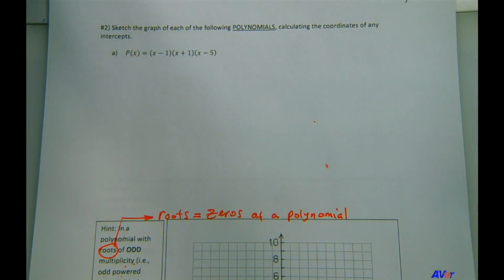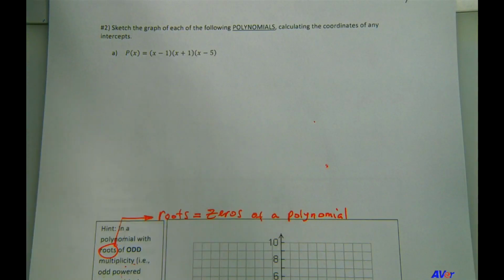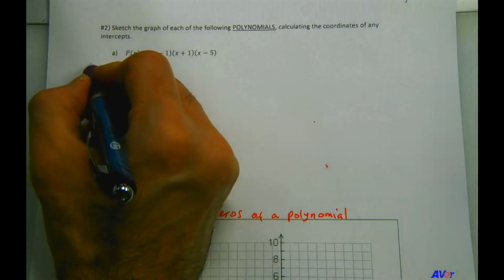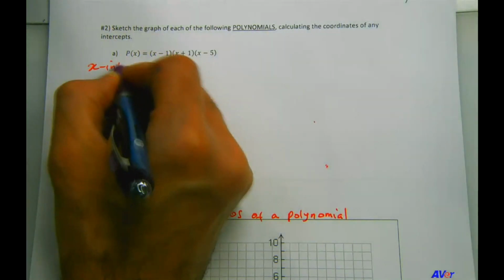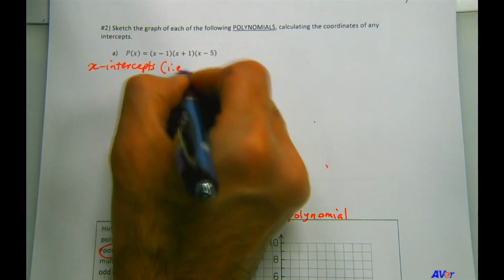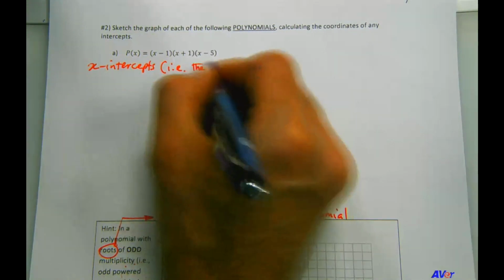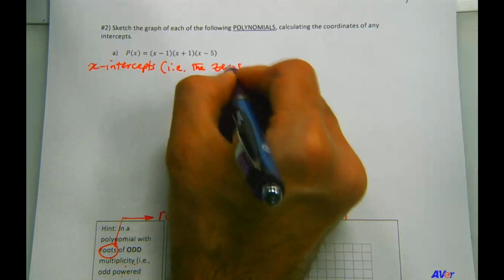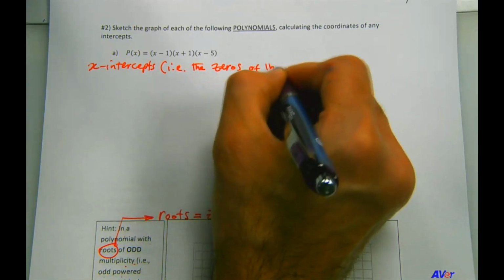So first of all, let's find the x-intercepts, i.e. the zeros of the polynomial.